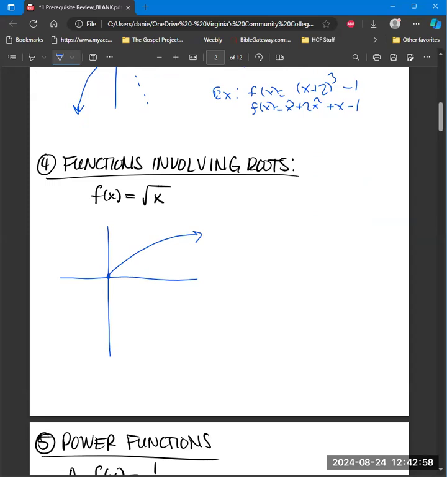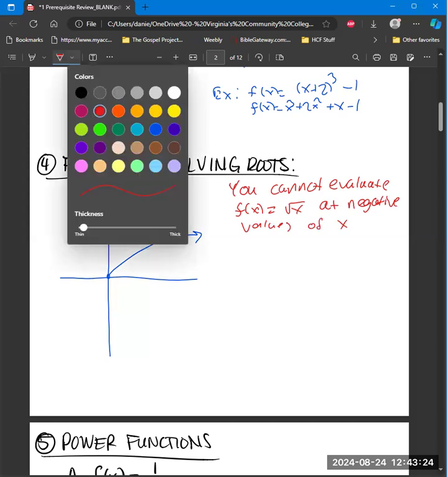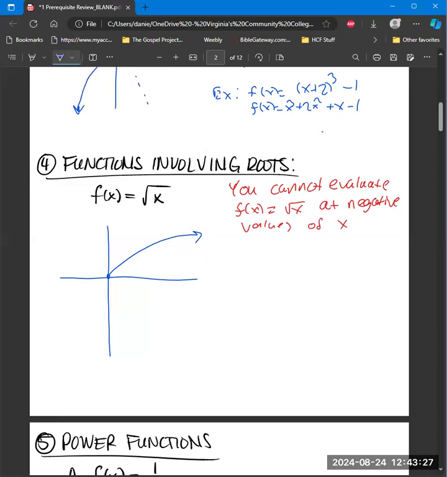Let's put this in red since it's important. You cannot evaluate f of x equals the square root of x at negative values of x. Look at how there's only behavior to the right over here. There's no behavior to the left. I'm not allowed to have any negative x values. So whatever is underneath the square root sign must be greater than or equal to 0.